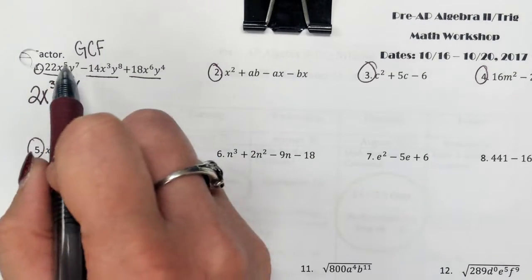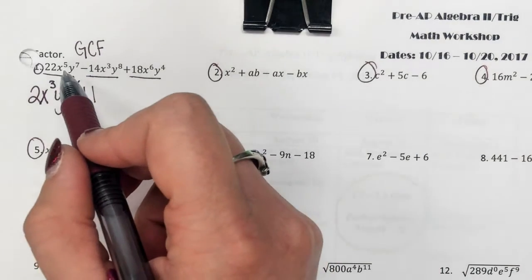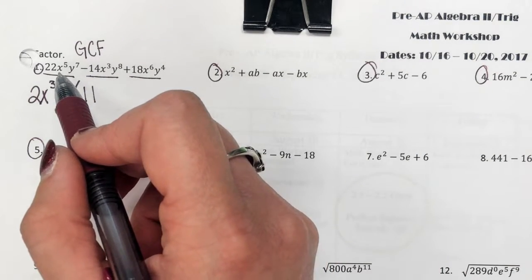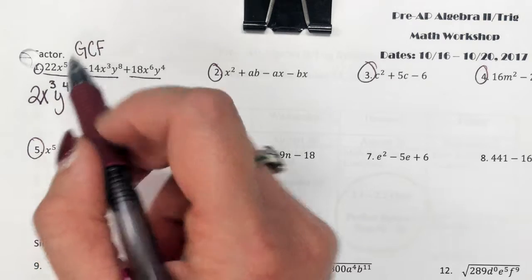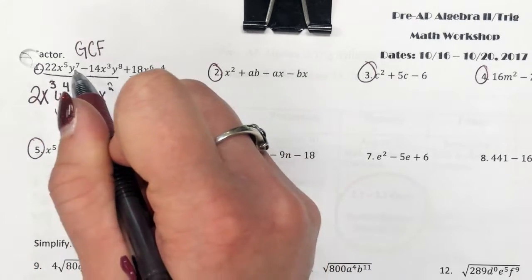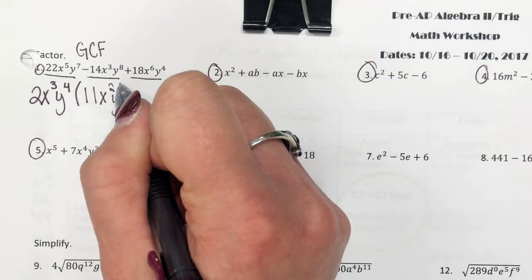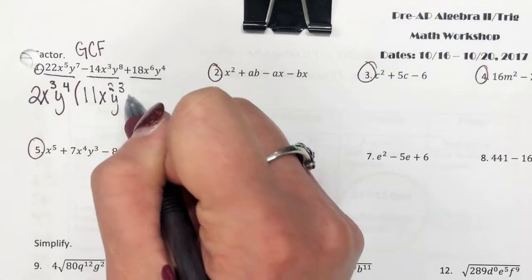Alright, so what's 22 divided by 2? 11. You had 5 x's. You took out 3 of them. How many do you have left? You got 2 of them left. You had 7 y's. You took out 4 of them. How many you got left? 3. There you go.